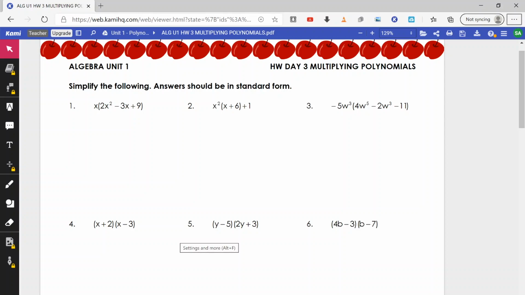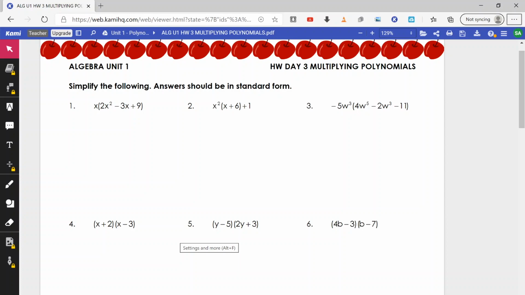We're going to continue looking at how to multiply polynomials. This is the homework page that we do within my classroom. So I'm only going to do a couple of the examples. I'll use the distribution method and I'll use the box method. So again, those two methods will work each time. You just have to pick whichever one you're more comfortable with using.